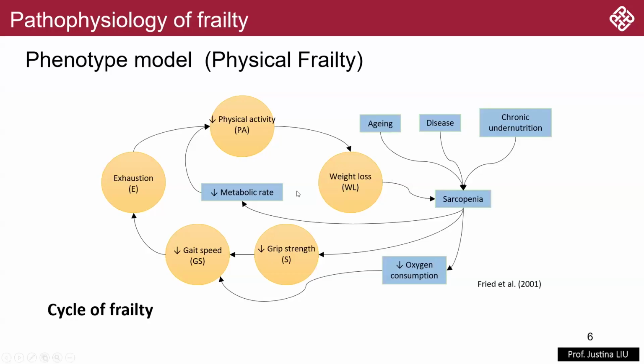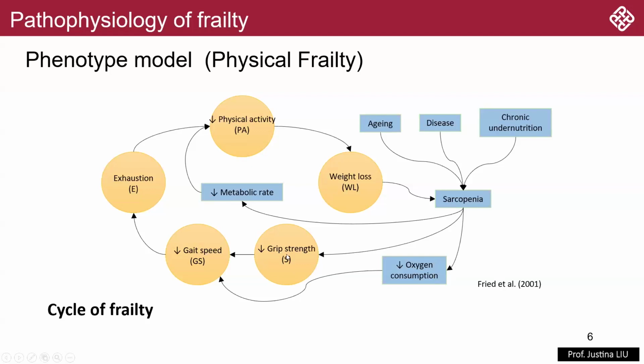This cycle starts with unintentional weight loss. This is contributed to by chronic malnutrition, which is common among older people. Because of significant weight loss, it may predispose older people to develop sarcopenia because of severe muscle mass loss. Because of sarcopenia, older people are predisposed to a decrease in metabolic rate and also reduced muscle strength, together with a decrease in total oxygen consumption.